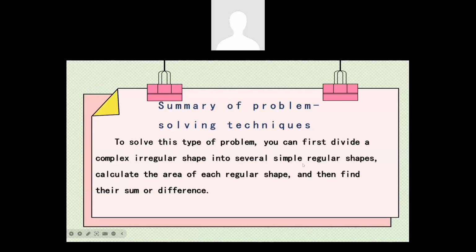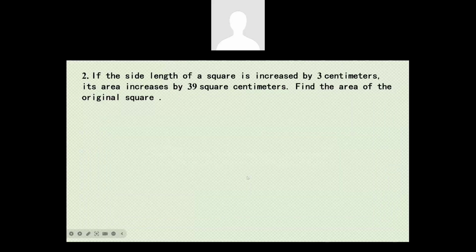Okay, you can look at the summary of problem solving techniques. To solve this type of problem, you can first divide a complex irregular shape into several simple regular shapes. Calculate the area of each regular shape, and then find their sum or difference.